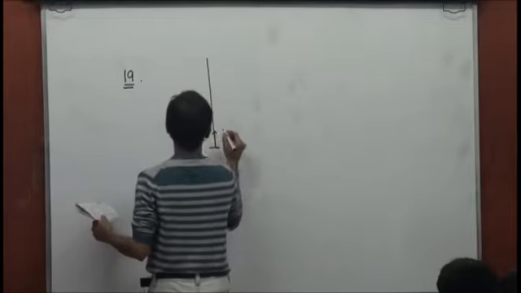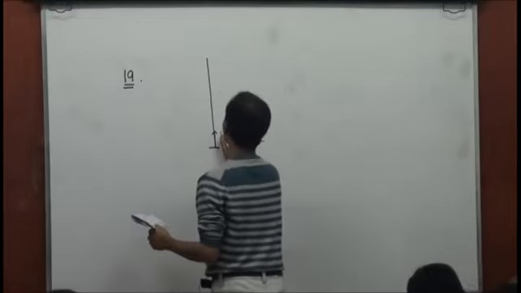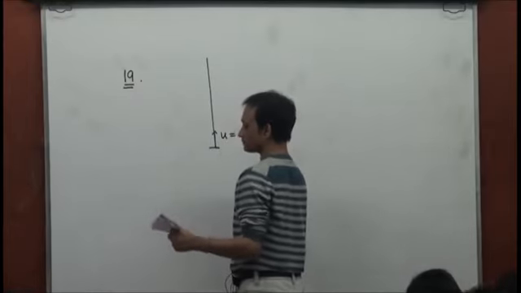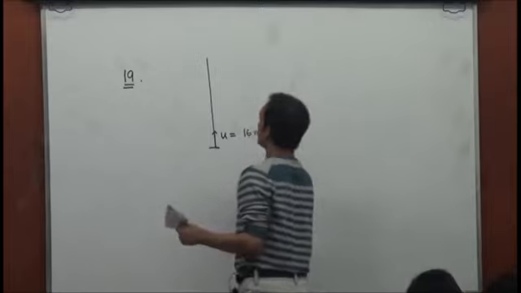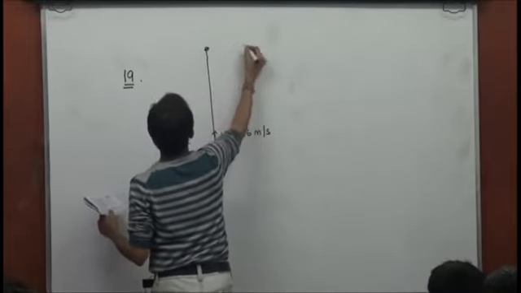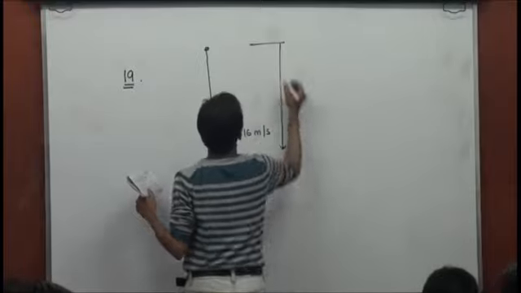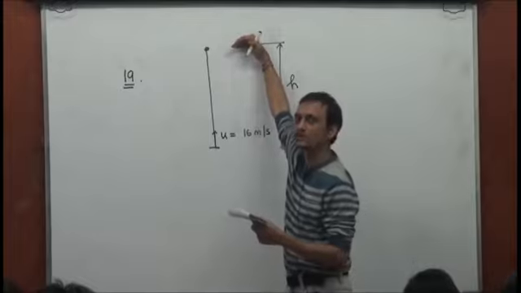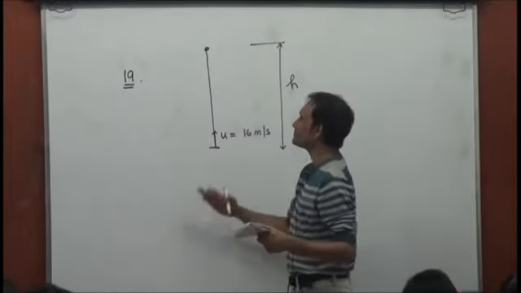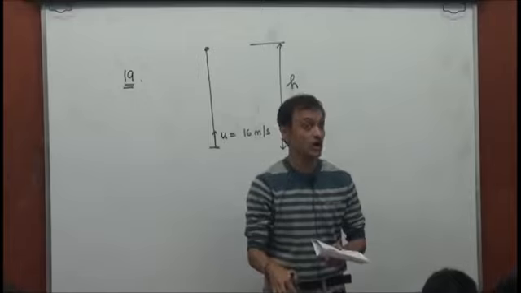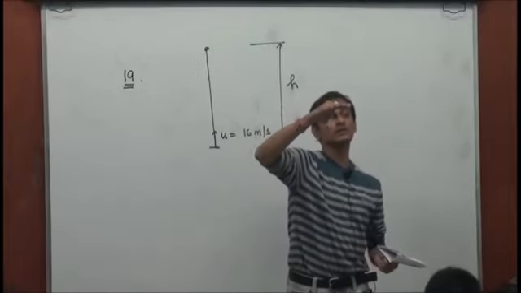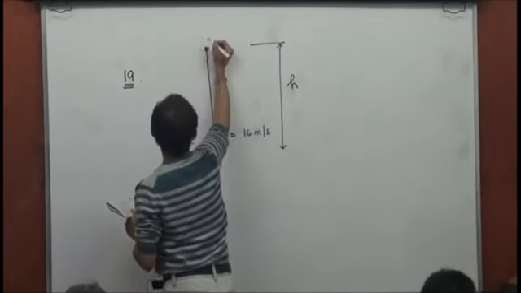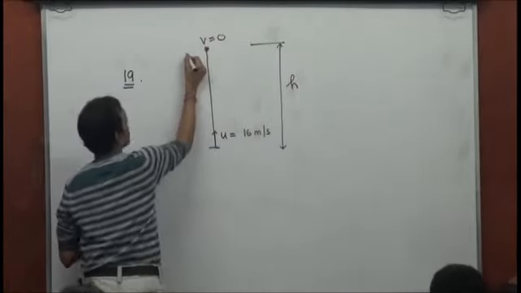A particle is projected upwards with a velocity of 16 meters per second. It rises to a maximum height h. Well, obviously it's going to get retarded because of two things: because of gravity, and there is also air resistance which will retard its motion, right? Its velocity will become zero at some height. And then it will begin to descend.